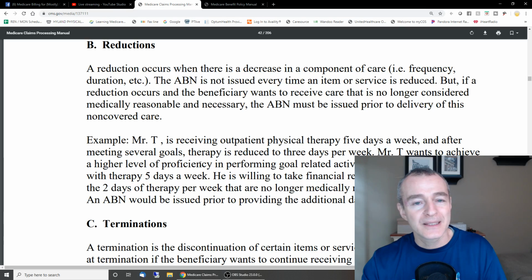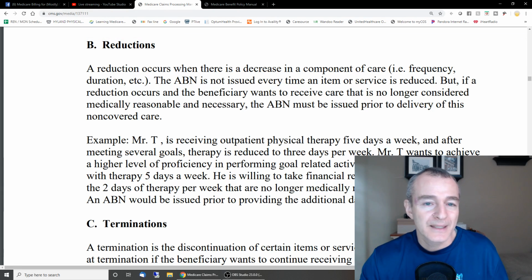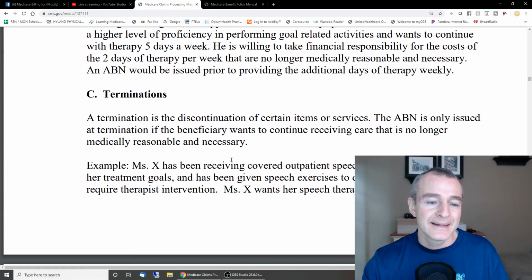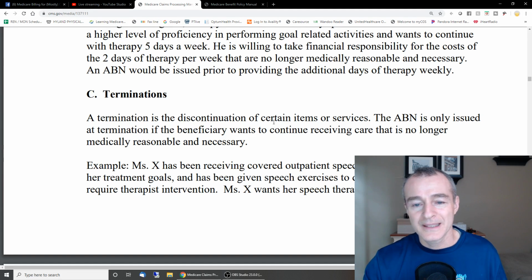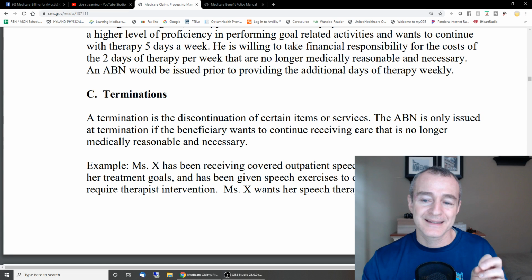And then they could pay you out of pocket two times a week to come in, make sure they're doing everything right, all that stuff. And then the last scenario that Medicare publishes is at the termination or discontinuation of certain services. The ABN is only issued at termination if the beneficiary wants to continue receiving care.